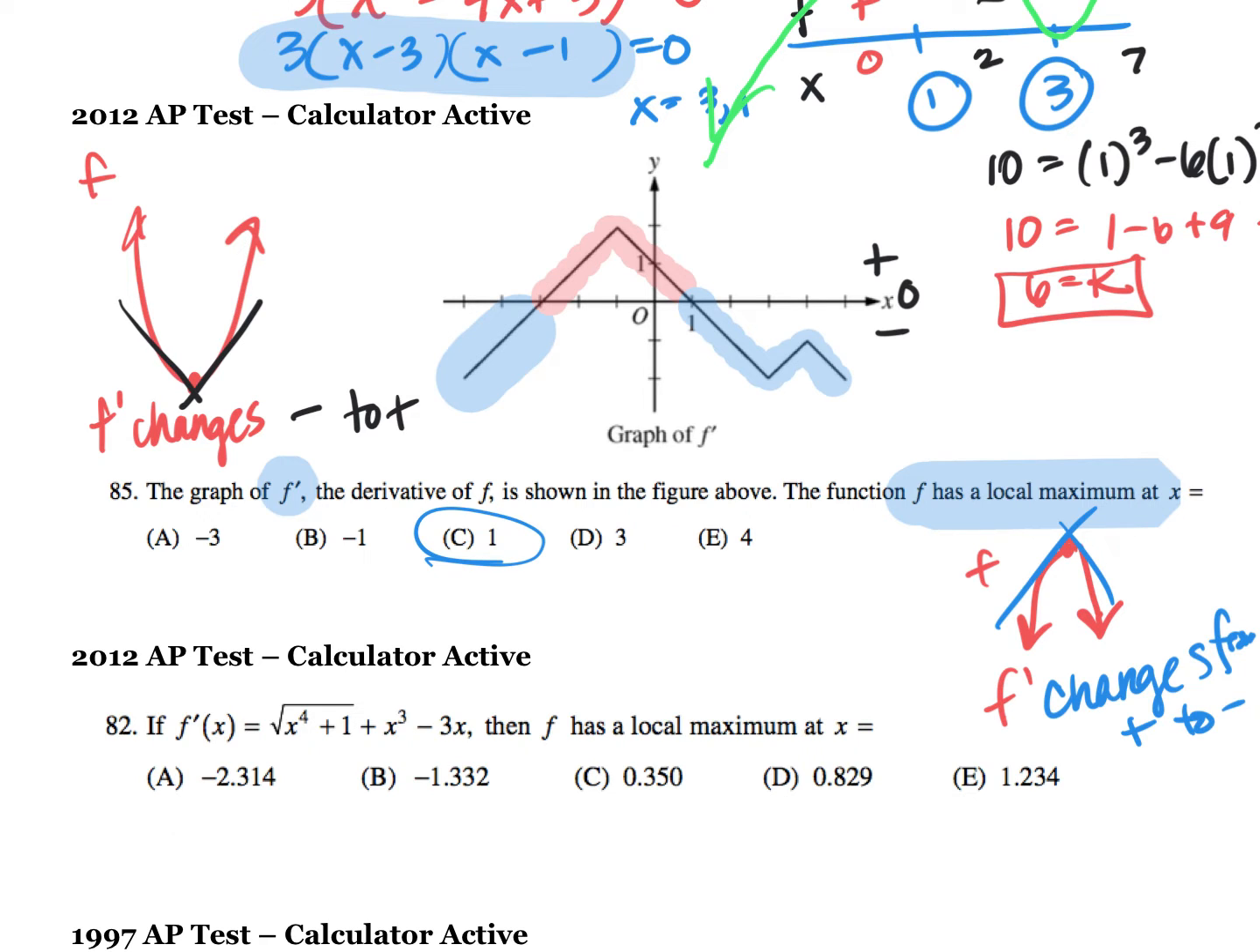Is this a mind game, you guys? Are they trying to get you to say, ooh, positive to negative right here? What is actually changing from positive to negative at -1? F double prime is changing from positive to negative at -1. What is changing from negative to positive at 3? F double prime. So they're just trying to get you.